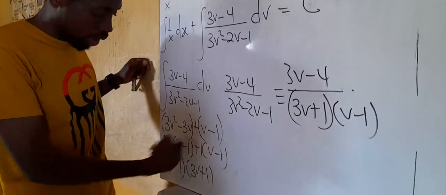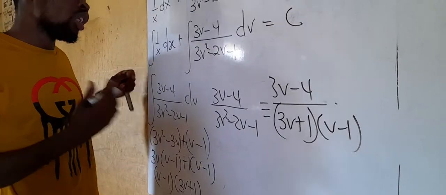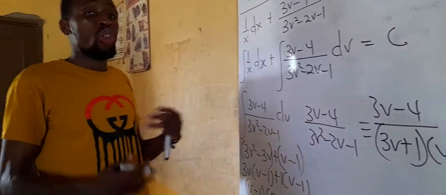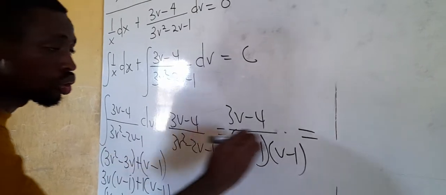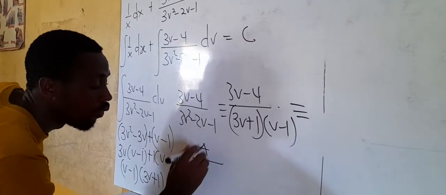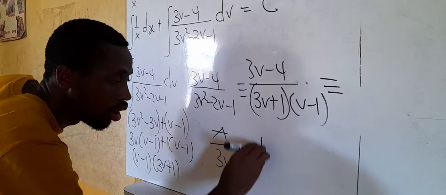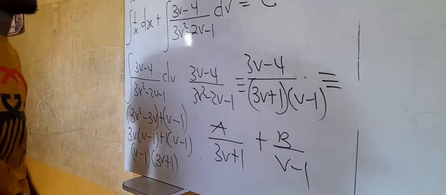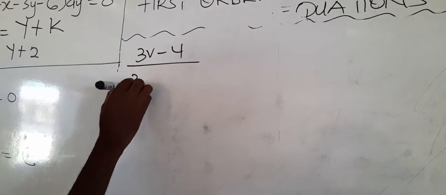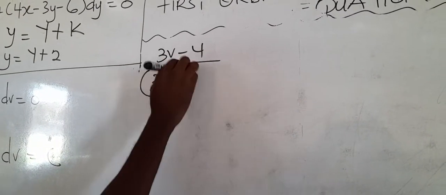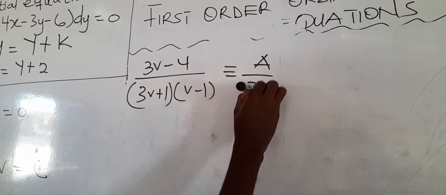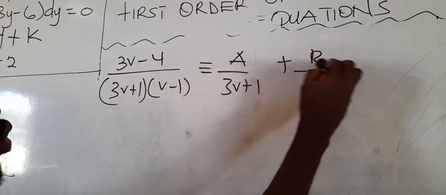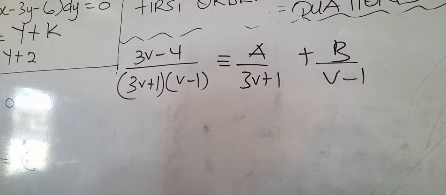I know you can solve this quadratic equation and resolve it into partial fractions, but I took you through the process in case you are not aware of it. So what's the next thing? We let this be equivalent to A over (3v plus 1) plus B over (v minus 1). So let's copy that. We have (3v minus 4) over (3v plus 1)(v minus 1) equivalent to A over (3v plus 1) plus B over (v minus 1). So we find the LCM here.